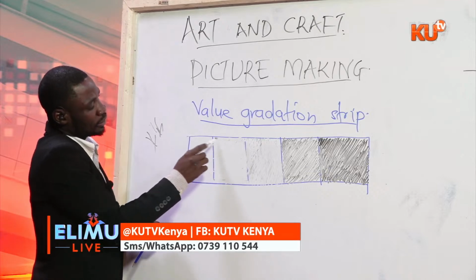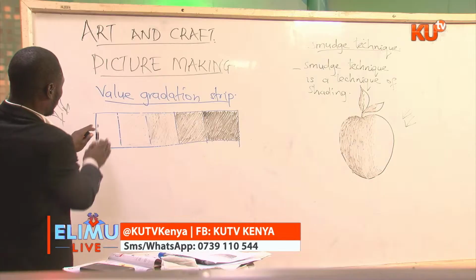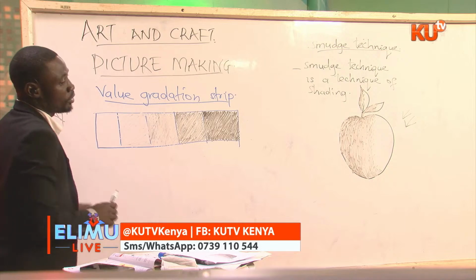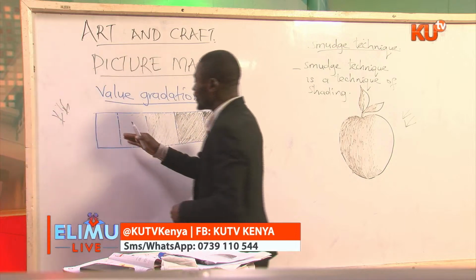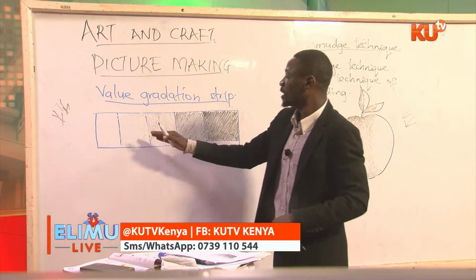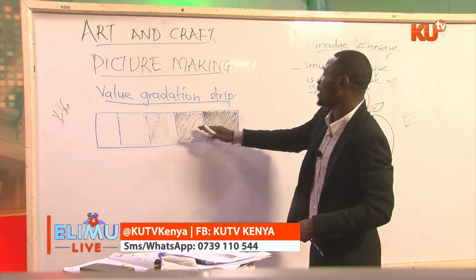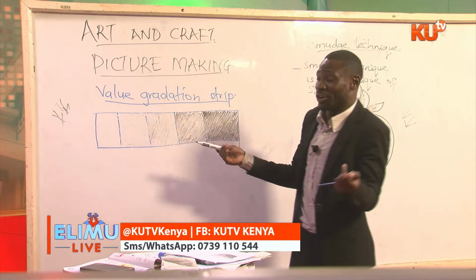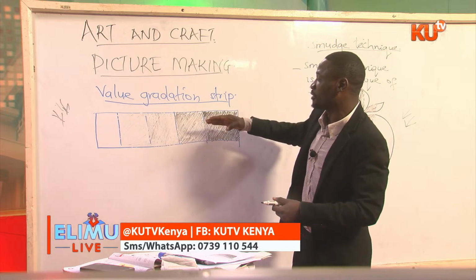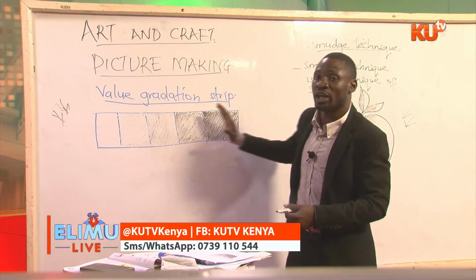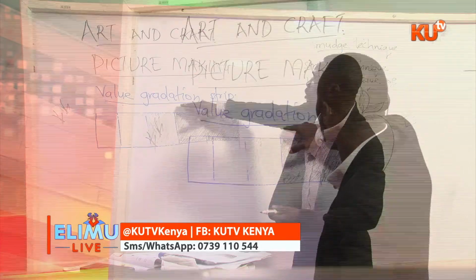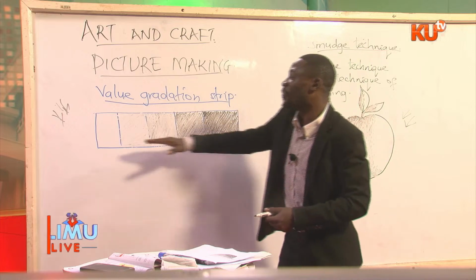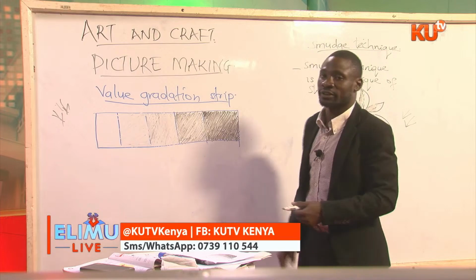Good. We will not shade the last one because it is the lightest. That is where the light is coming from. So it is the lightest, then light, then lighter, then dark, and darker. Now this is art and craft, and we are coming up with a value. We call it a value gradation strip, where shading has been arranged from the lightest to the darkest.